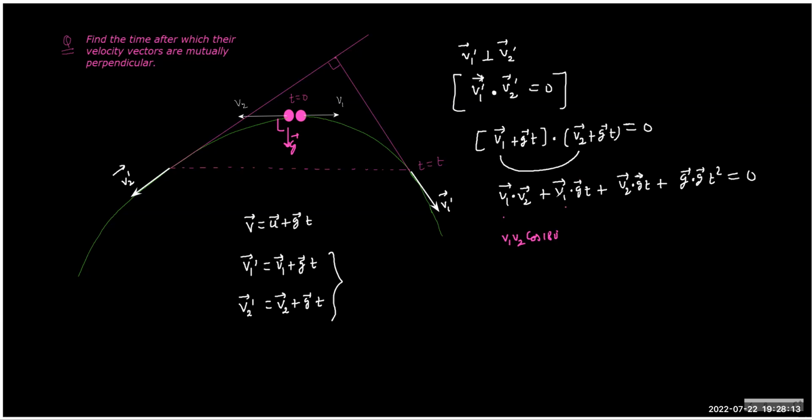Do you realize this is 0? This is 0. And G dot G becomes G square T square. So we know the cos 180 is -1. So this will become minus V1 V2 plus G square T square equals to 0. So T becomes under root V1 V2 upon G.